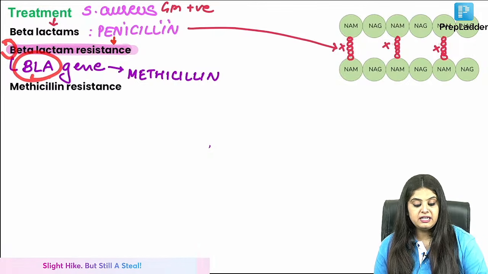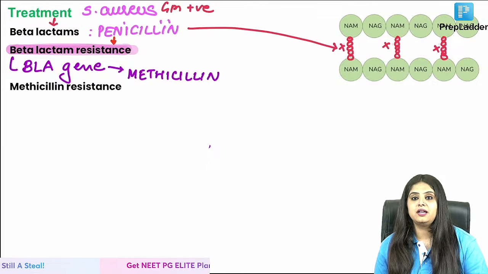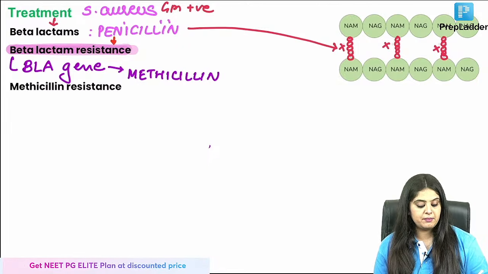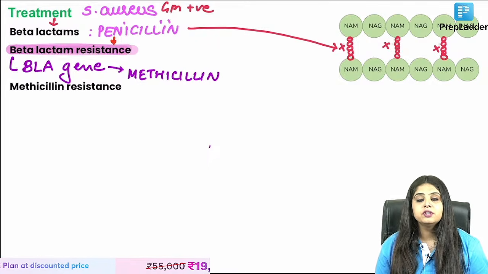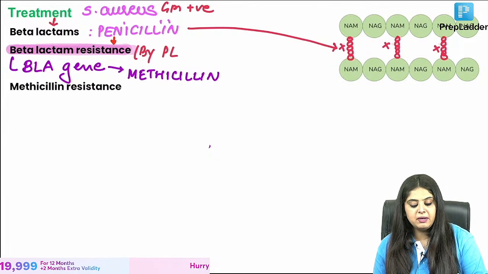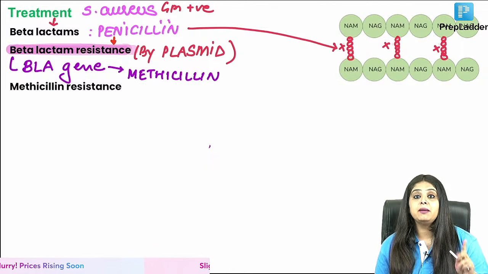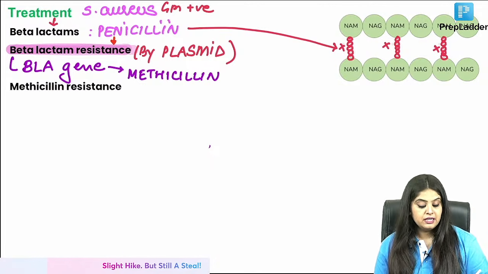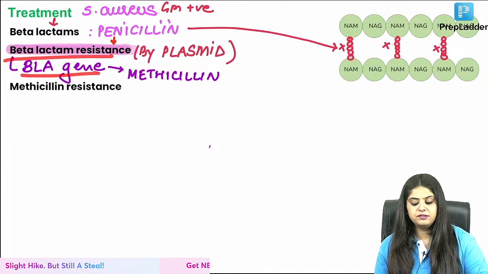So obviously for beta-lactam resistance वो क्या gene बनाएगा? BLA gene बनाएगा. कैसे बनाएगा मैम? Will it make it by chromosomes? Will it make it by plasmid? So please remember, it is going to be by BLA by PLA. BLA by PLA. So remember, the BLA gene is made by plasmid. It is plasmid coded. So now once the beta-lactam is resistant, what do we give?